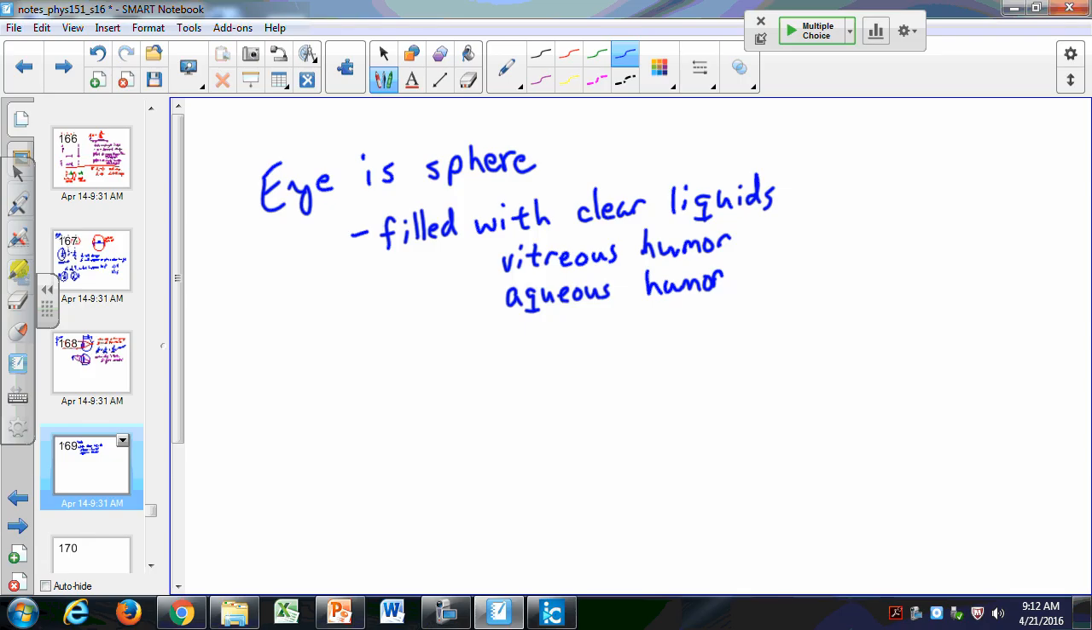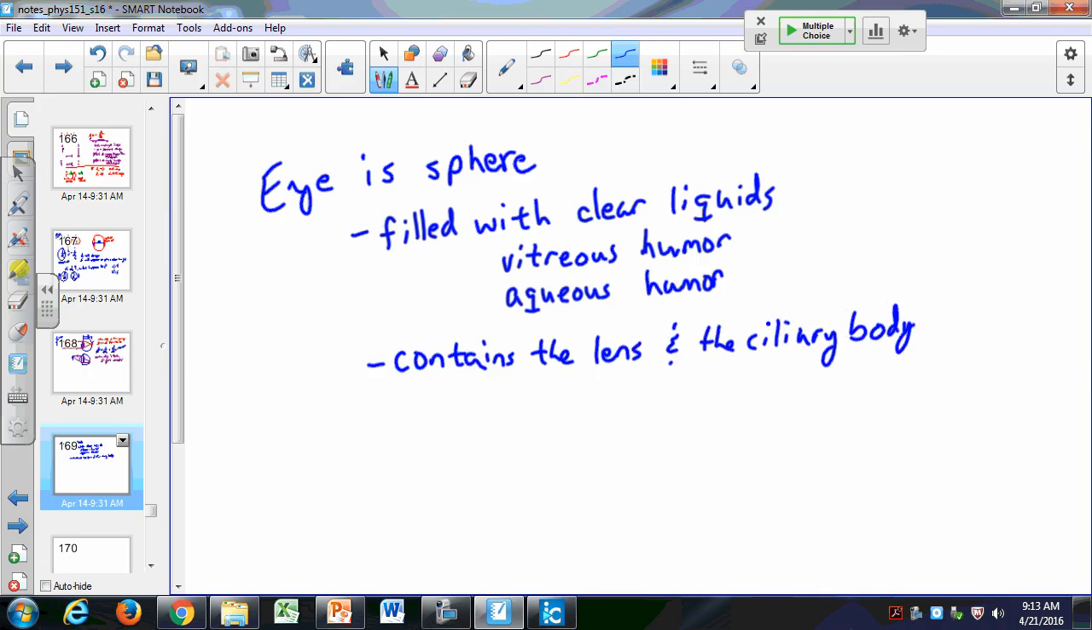The eye contains the lens. Or this sphere contains the lens. And the ciliary body. I'll show you a picture of this in a video, sort of going through the eye. This ciliary body changes the shape of the eye. Actually, changes the shape of the lens, right? I have an eye written here. Yeah, changes the shape of the lens. We'll talk about that. Changes that focal length, these muscles in the eye, that changes the lens.